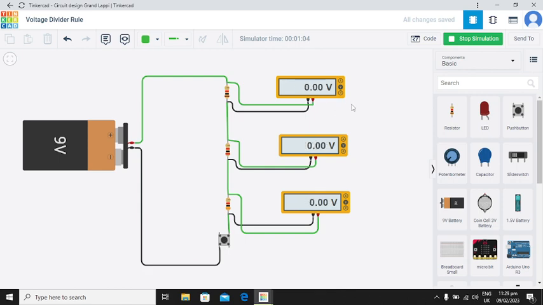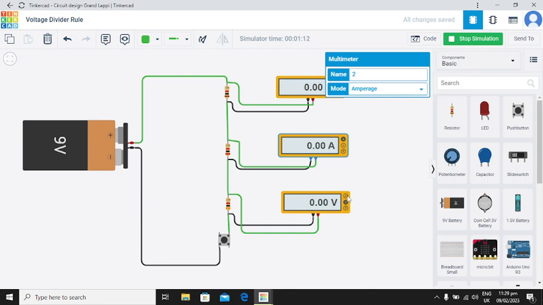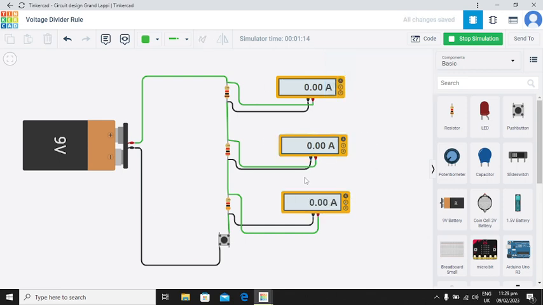I am going to take you one more step further. I'm going to check the current level of these resistors. So current is same. Obviously this is voltage divider rule, so current would be same across these resistors. No variation in current would be observed, only the changing thing is voltage, which would be changed across these resistors.